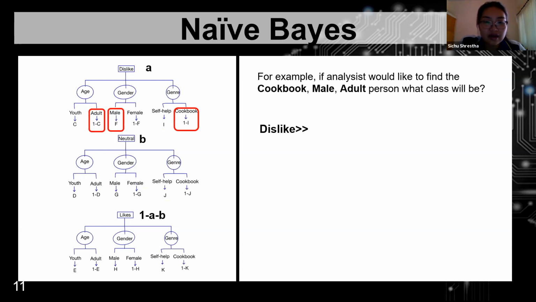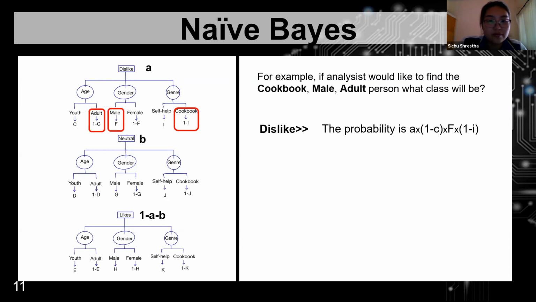So on this slide, I will calculate the probability by A multiplied by 1 minus C multiplied by F and multiplied by 1 minus I. A is the probability of the light class, 1 minus C is the probability of adult, F is the probability of male, and 1 minus I is the probability of cookbook.